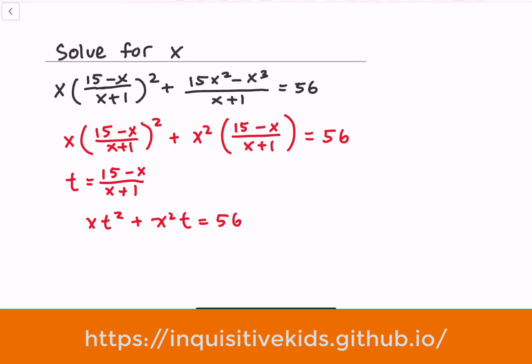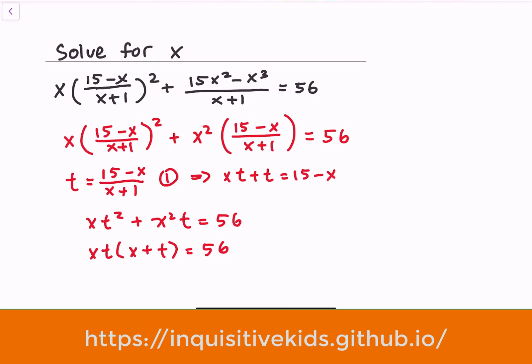Now, looking at this equation, which is much cleaner, we can go ahead and factor out an xt. Doing this, we will have x plus t left in the parentheses. Let's call this equation 1. In equation 1, if we get rid of the denominator, so we're going to multiply x plus 1 on both sides, we're going to get xt plus t is equal to 15 minus x.